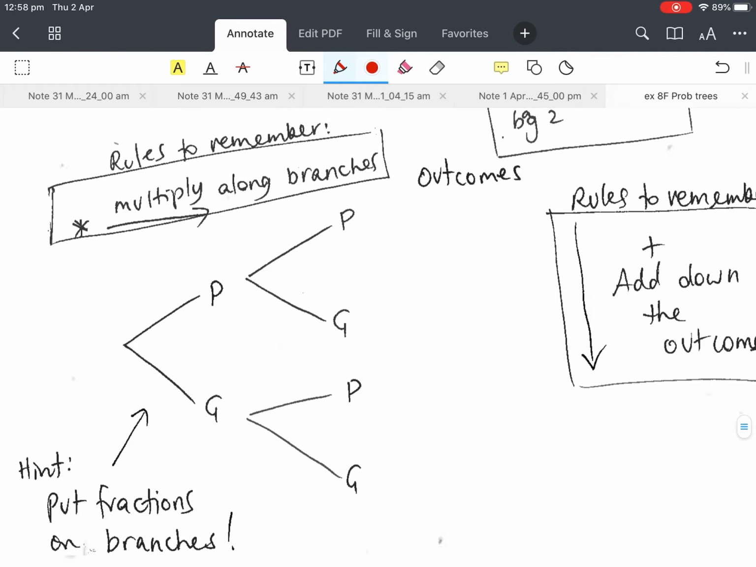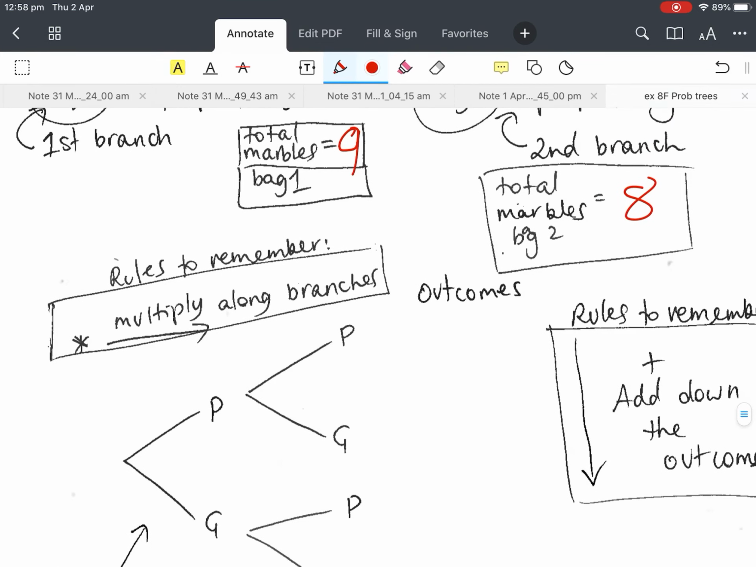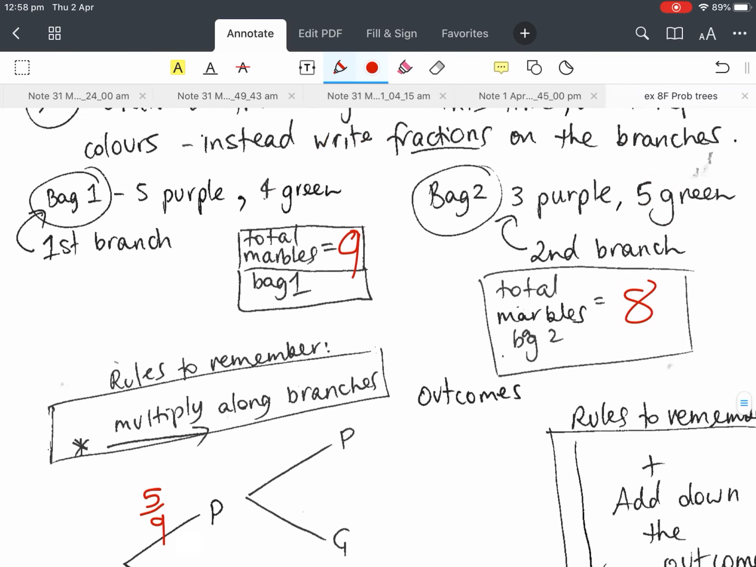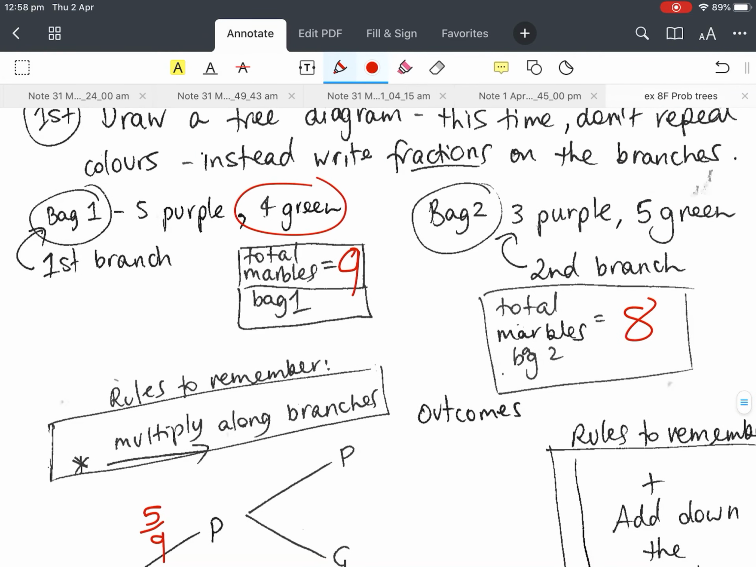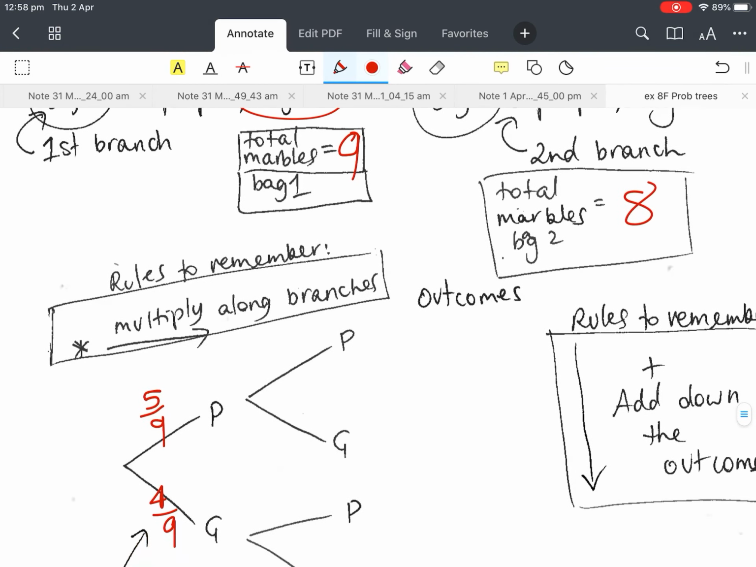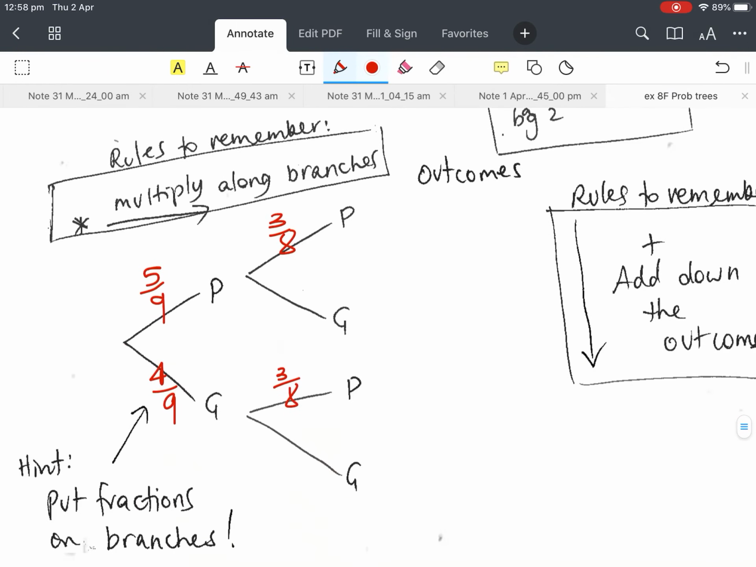Alright, so on my first branch, this will be my first bag. I've got purple and green, let's have a look. I've got 9 marbles altogether. I have 5 purple. So I have to put 5 over 9 here, and then 4 over 9 for green here because I have 4 green. Next one is 3 purple and 5 green. Now I have 8 altogether, so this time purple will be 3 over 8 for both purple branches, and green will be 5 over 8.